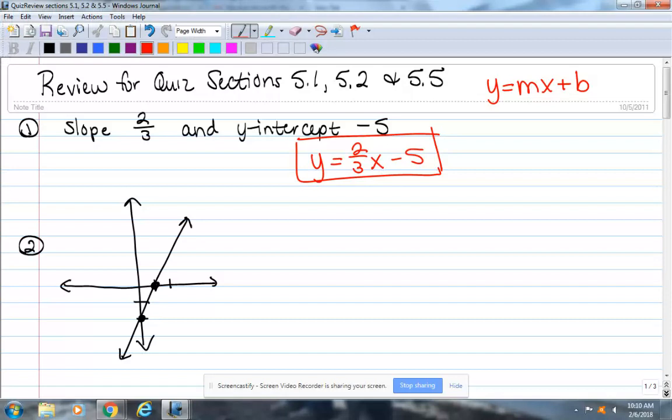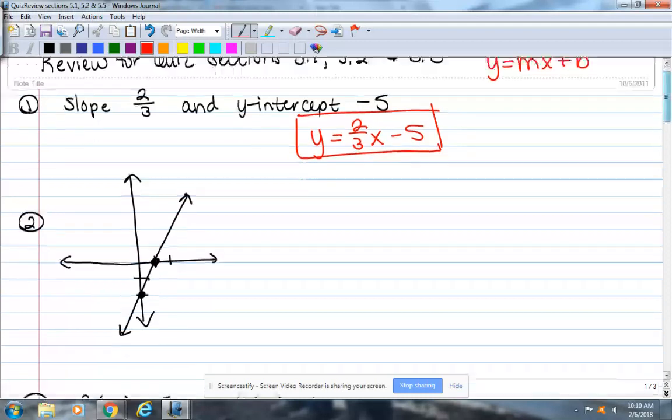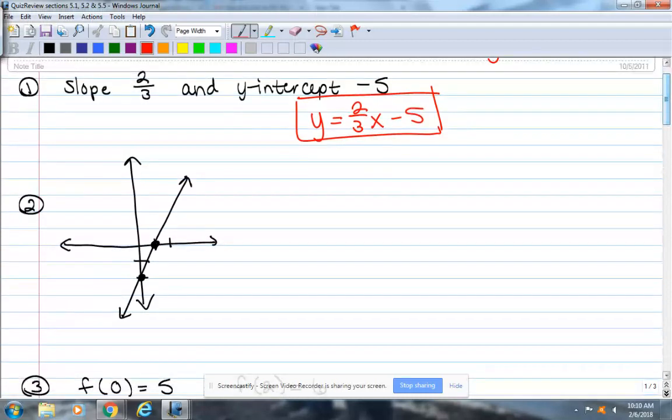All right, number 2 is going to give you a graph, and you have to come up with the equation for the line with the graph given to you. So first you're going to look for the what? Y-intercept, right? And that's going to be your B. So where your graph is crossing the y-axis will be your B. So where is this one crossing the y-axis? At -2. So B is -2.